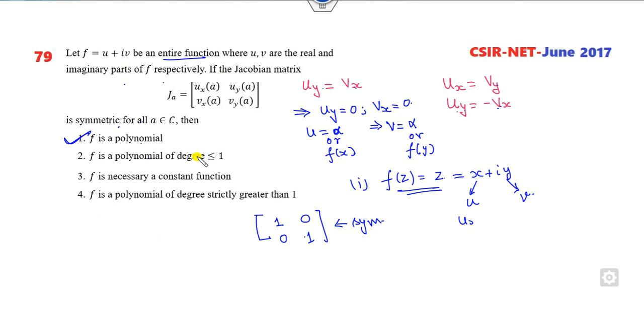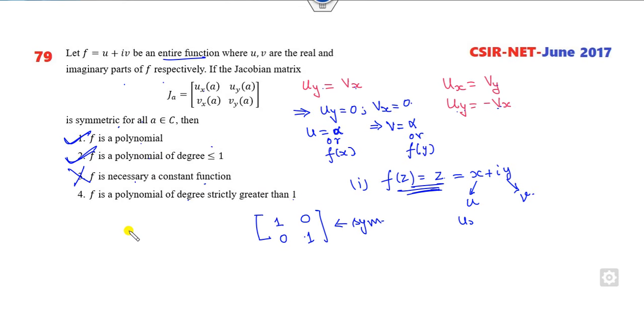Polynomial of degree less than 1. Less than 1 means it's a constant. So u and v are constant. So it is a polynomial as well, a constant, so this cannot be cancelled out.